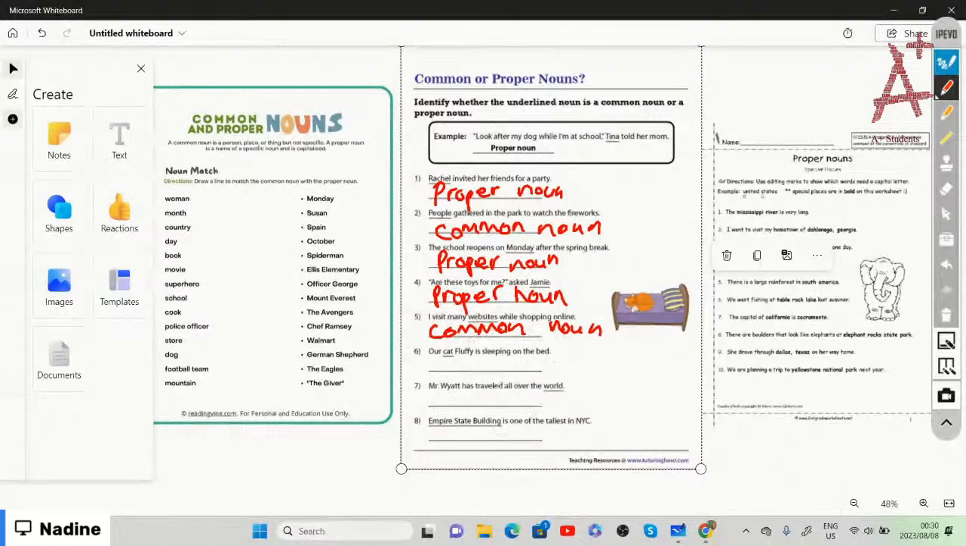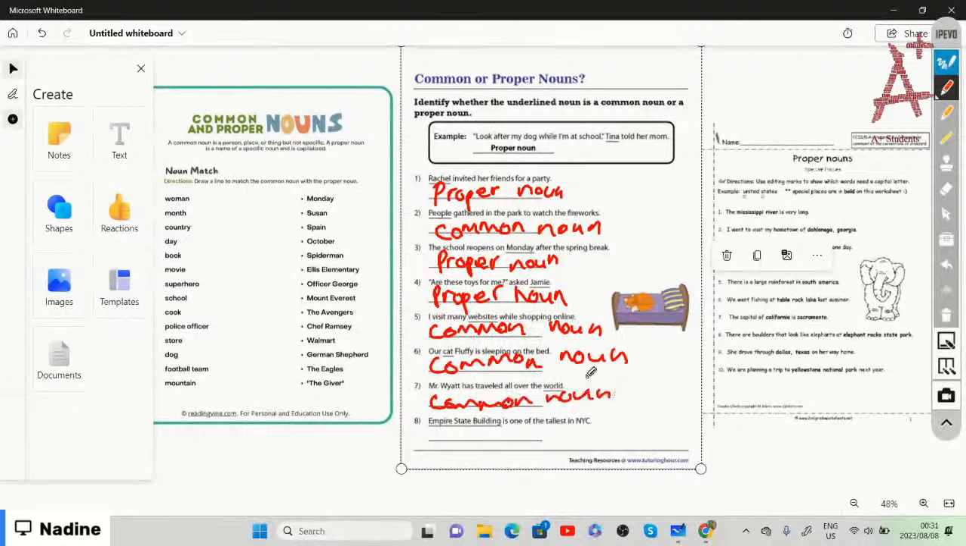So cat, not Fluffy, just cat. So if we make mention just of the word cat, then we can say it's a common noun. Then Mr. White has traveled all over the world, right? The word world is a common noun.